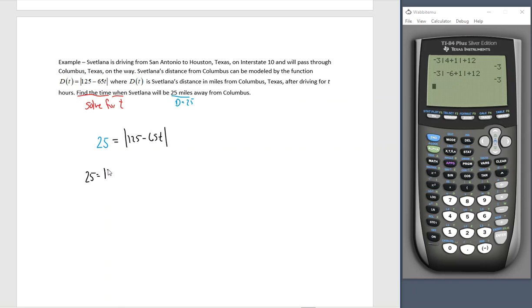25 equals 125 minus 65t, and negative 25, maybe she's 25 miles before Columbus, equals 125 minus 65t. So I subtract 125 from both sides. Let's just finish this side first. I'll have a negative 100 equals negative 65t. So to get t by itself, let's divide both sides by a negative 65.